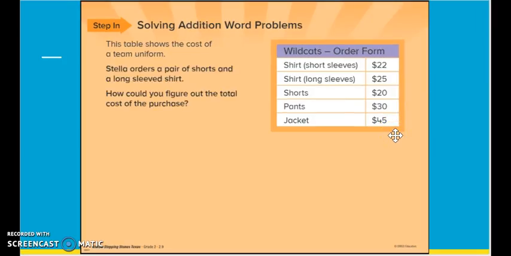If Stella orders a pair of shorts and a long sleeve shirt, how could you figure out the total cost of the purchase? So think about what we learned last week and how we write an addition equation. Below that space, write your addition equation and how you would solve to find how much the total cost of a pair of shorts and a long sleeve shirt is. Be extra careful how you are reading this table and the costs of each item. Press pause so that you may solve to find the total cost of the purchase.